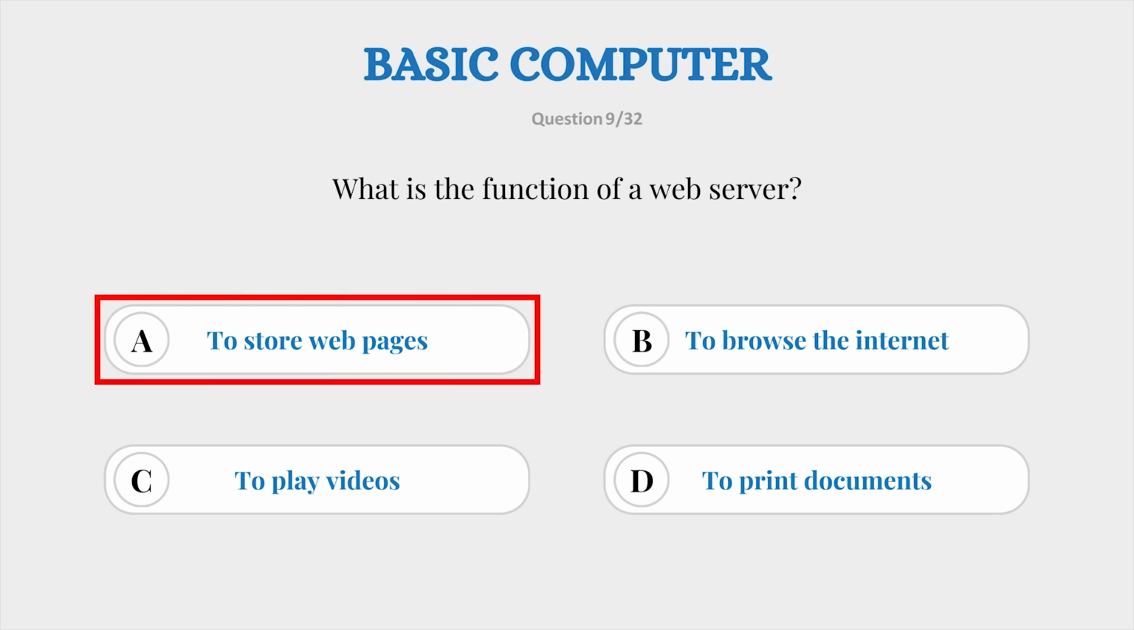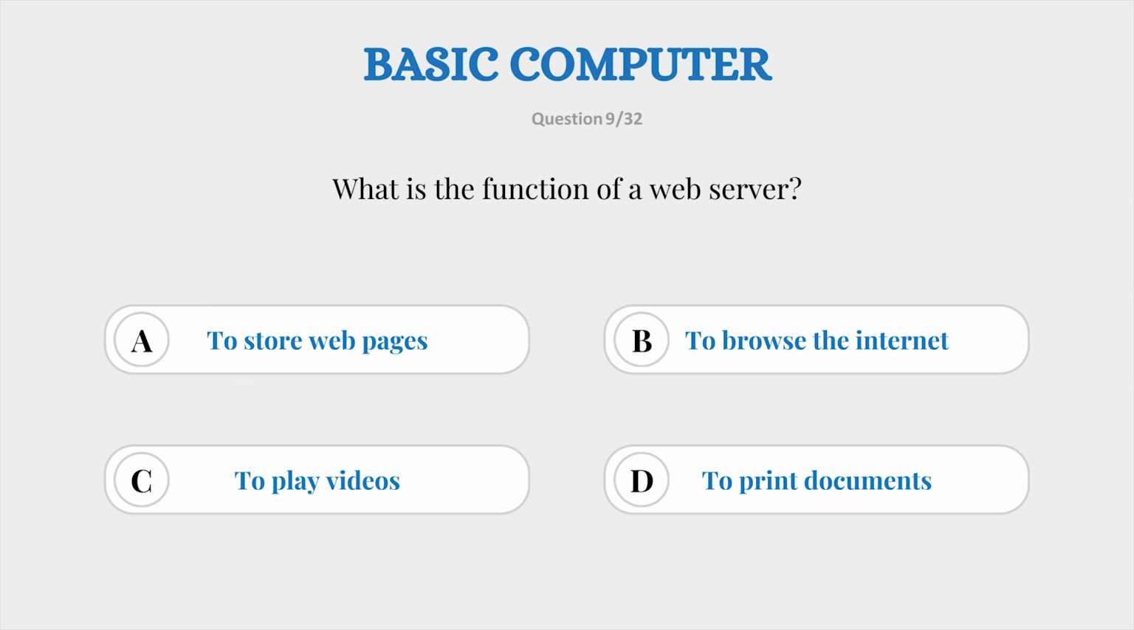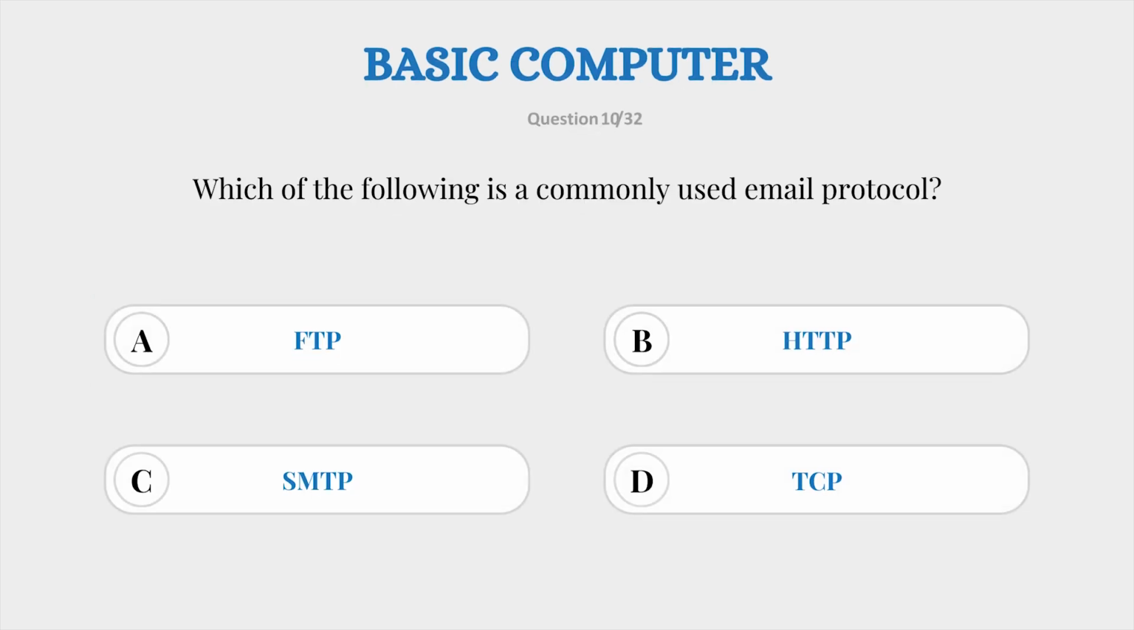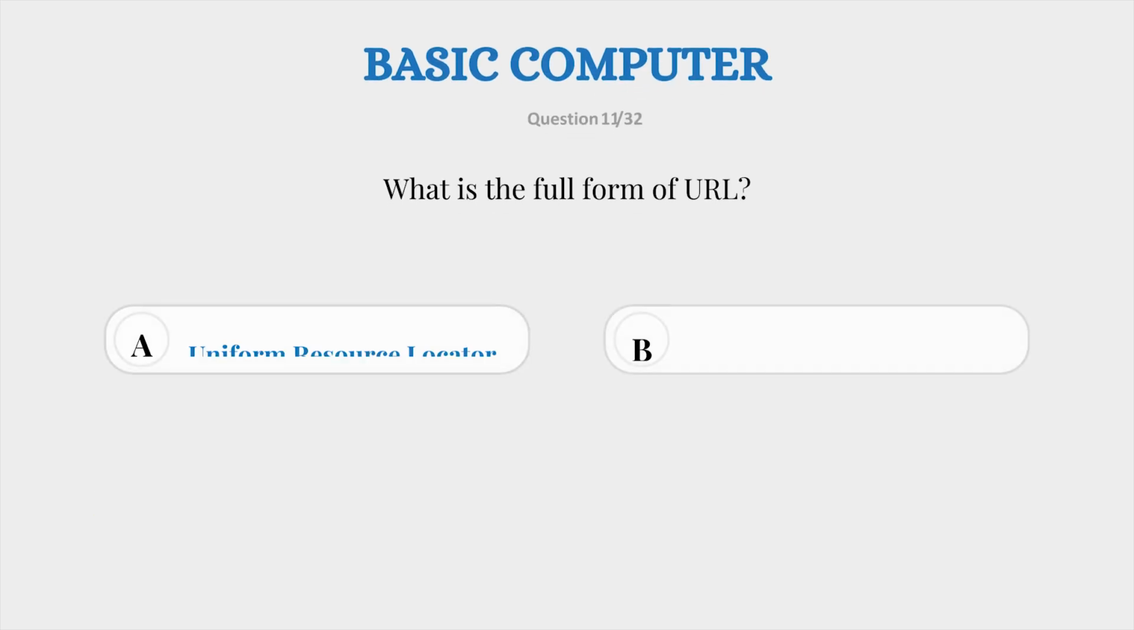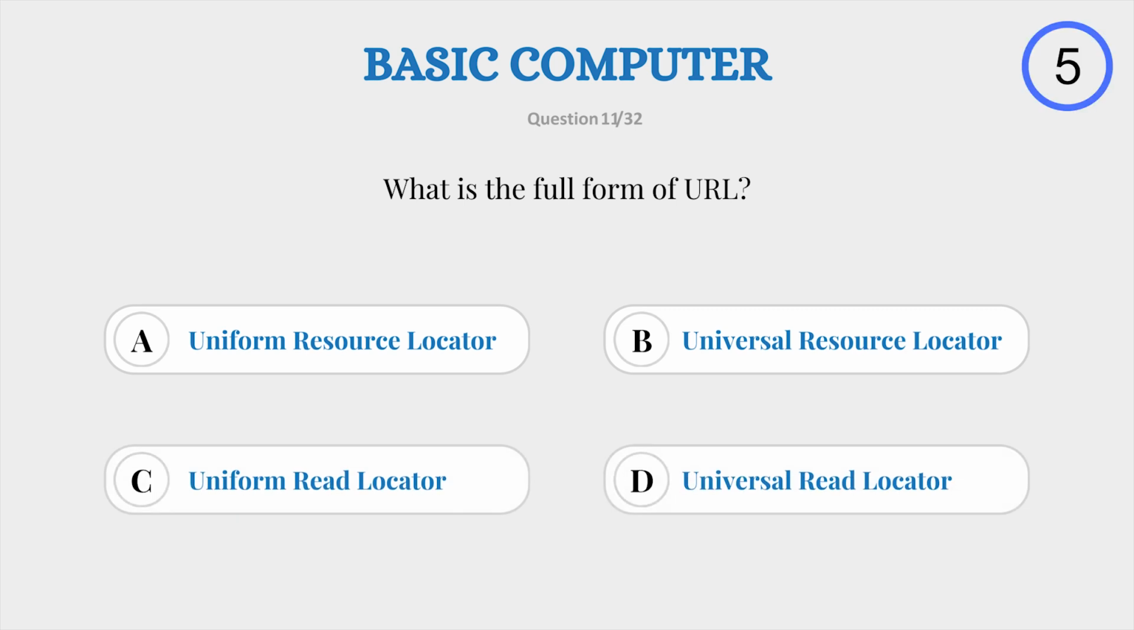The right answer is A. To store web pages. Next question. Which of the following is a commonly used email protocol? The right answer is C. SMTP. Next question. What is the full form of URL?